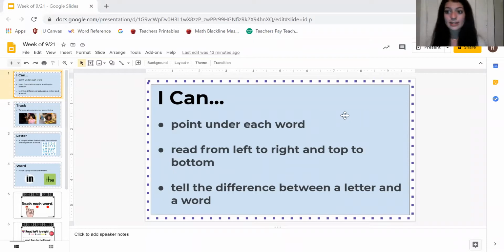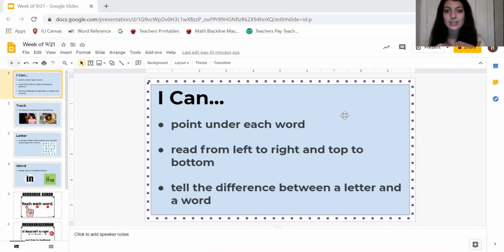So scholars, I'm going to be saying the statement, and then I want you to say it with me. Here we go. I'm going to say it first. I can point under each word. Say it with me. Here we go. I can point under each word.